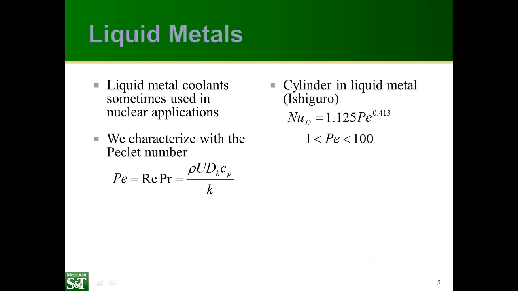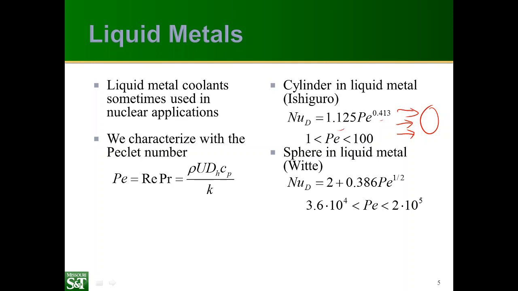If we look at a cylinder in liquid metal, so we have a cylinder and the liquid metal is flowing across the cylinder, we have a correlation. You can see here it's a constant times Peclet number to a power. So it's not so much different than some of the other Nusselt number correlations that we've seen, where it was constant times Reynolds number to a power times Prandtl number to a power.